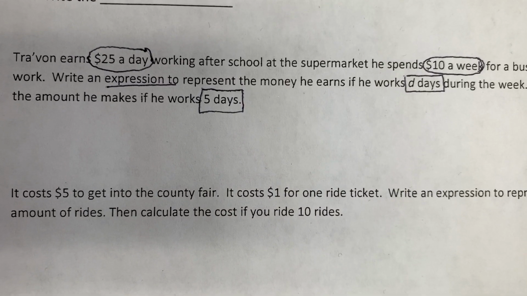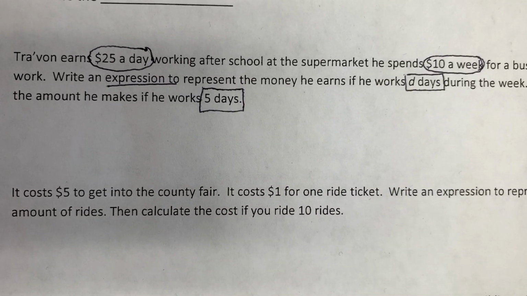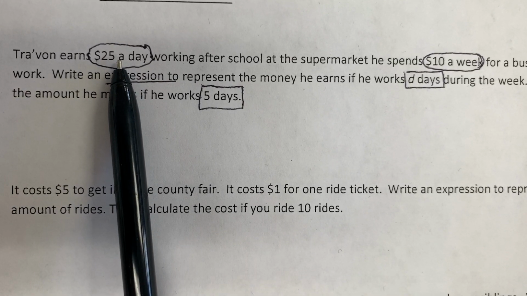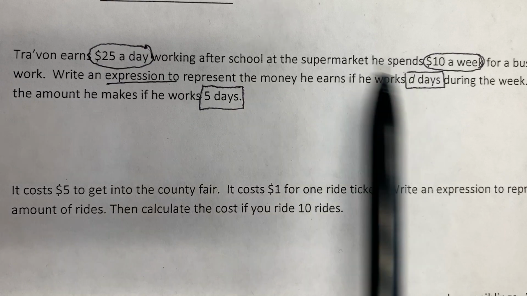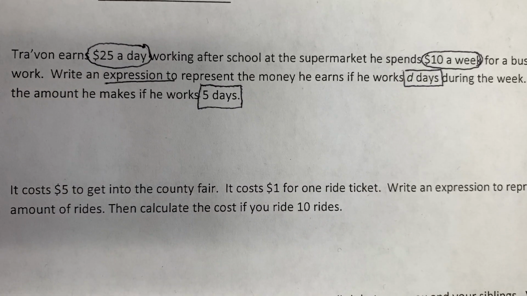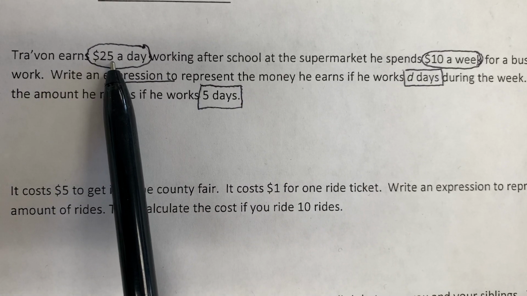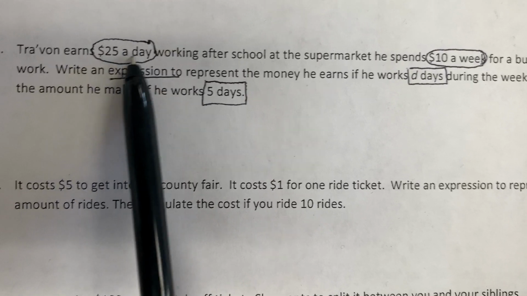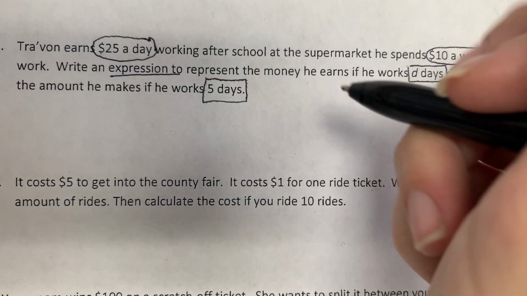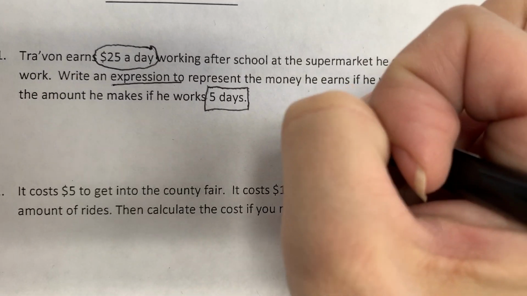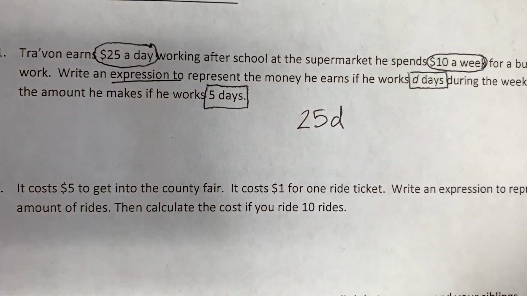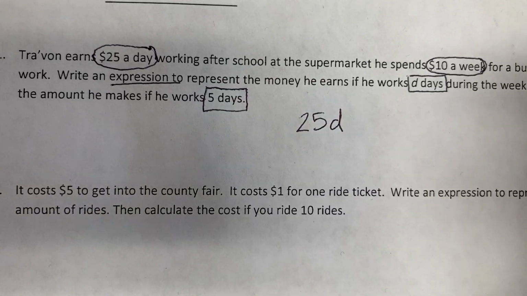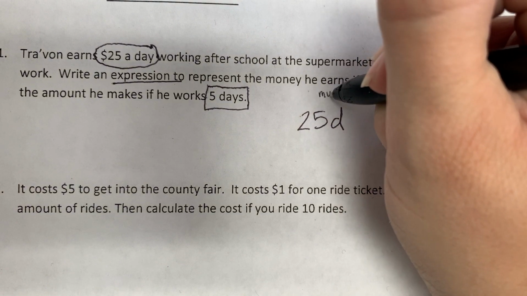So I don't actually know how many days specifically right now that he's working, but I know that if he makes $25 a day in D days, I can multiply those to get the amount of money he has. 25 times 3, 25 times 4. If he works 4 days, that would be $100 because I'm multiplying it by 25. So I'm going to represent that as 25D. This right here means multiplication, and I don't have to write the multiply symbol in here, but it means multiply.